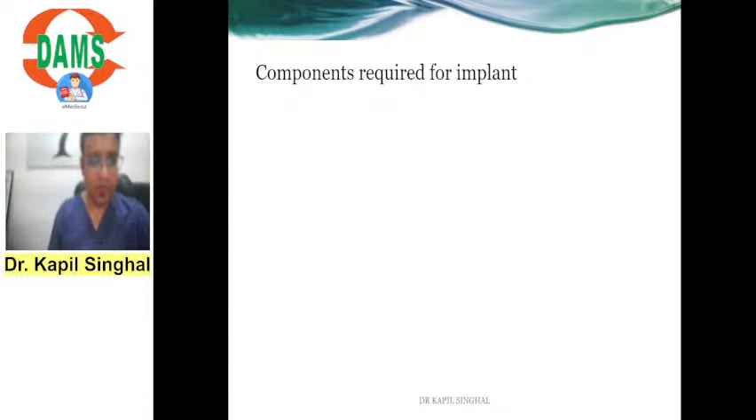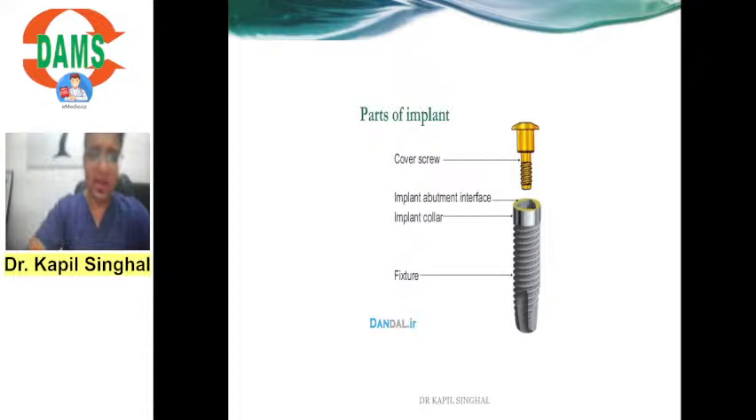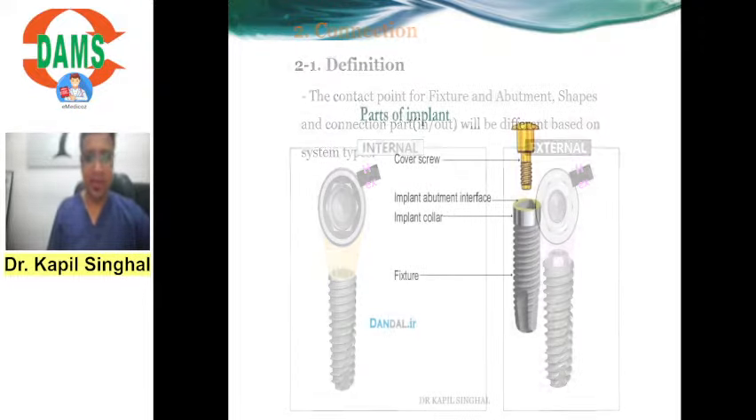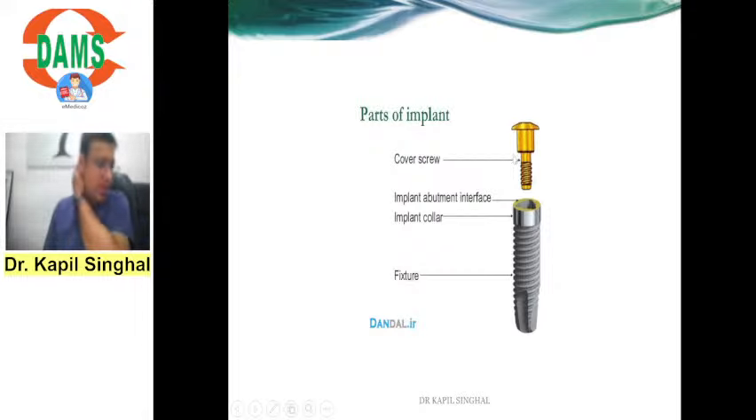Now let's discuss the different components required for implants. Number one is the implant. Your implant is basically a hollow structure, hollow from inside. When you place an implant in the patient's mouth, during the healing phase you need to cover it to prevent food particles and saliva from going inside, so that there is no chance of infection in that implant. The implant comes with a component known as a cover screw. This cover screw comes over the implant and is tightened.